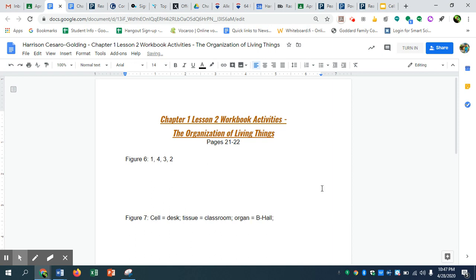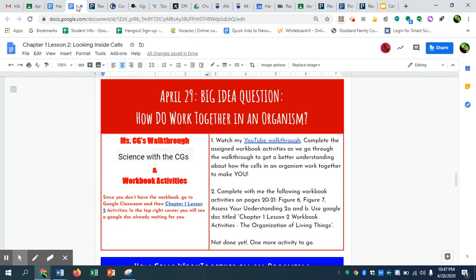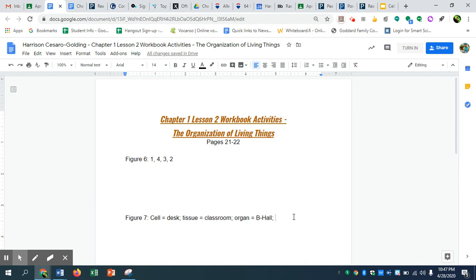All right. And then the last one here we have is organ system. Remember, our end result is the school. So when you have, like, B Hall, what if we have as our organ system?